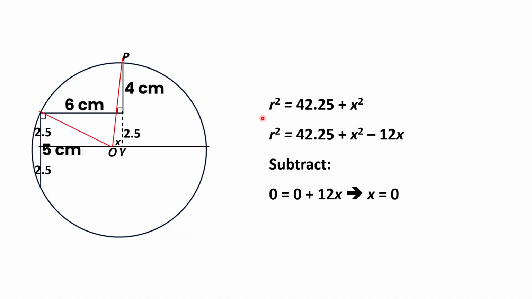So write down the equations we got from the two right angle triangles using the Pythagoras formula. r square equals 42.25 plus x square, and r square equals 42.25 plus x square minus 12x. When you subtract, you get 0 equals 12x, so x equals 0. When you subtract, r square will cancel, 42.25 and 42.25 will cancel, and x square and x square will cancel, so you get 0 equals 12x or x equals 0.